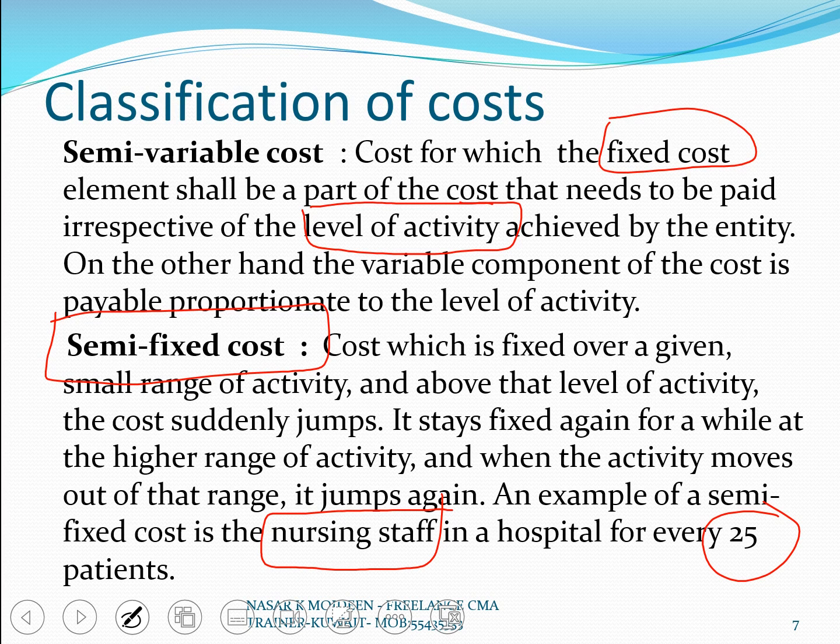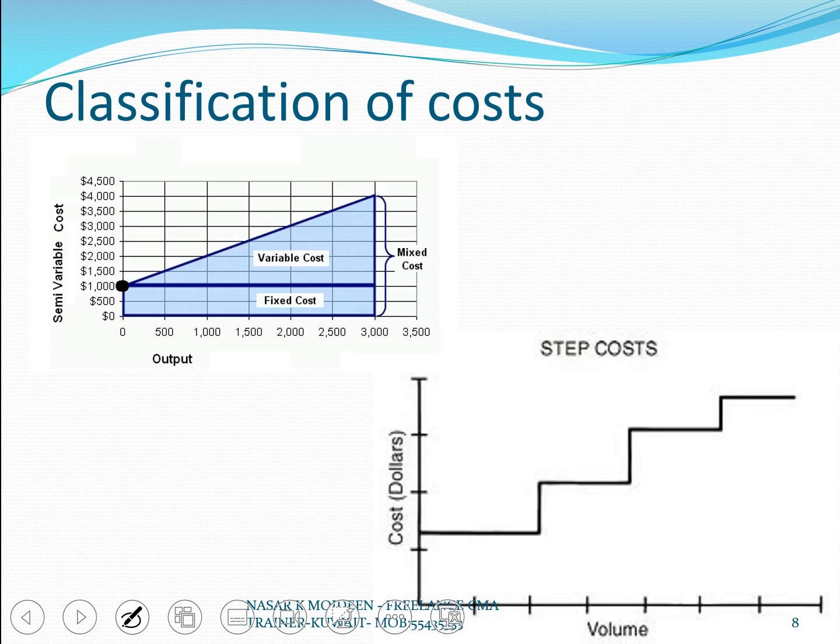Then till 50 patients the other nurse can handle, right? So till 50 patients that cost is not going to change. So it will remain same in that range, which is 25 patients to 50. Then again, if it is above 50 patients, then you need another ward and another nurse. So cost will again jump. So that is what we explained here, and we call it step cost.